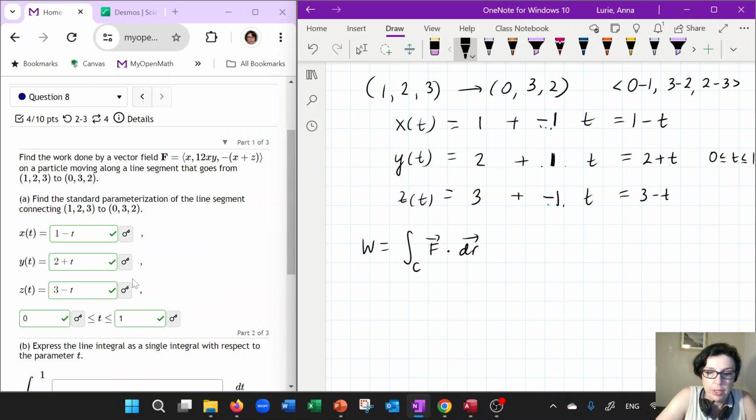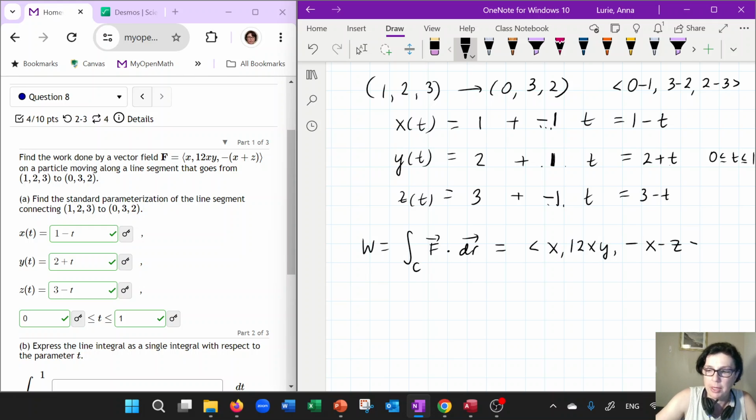So how do we compute something like this? Well, just think about it. It's not really that complicated. So you take the force, and so that will become x, 12xy, and then negative x plus z.